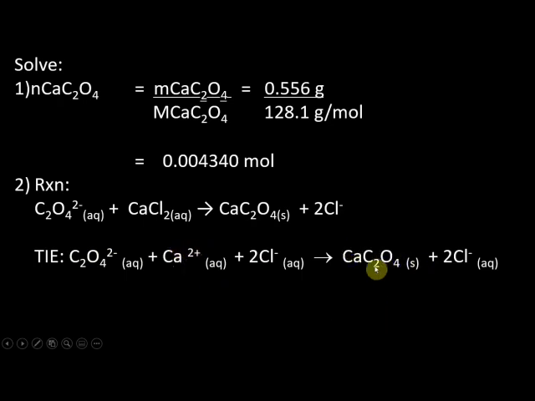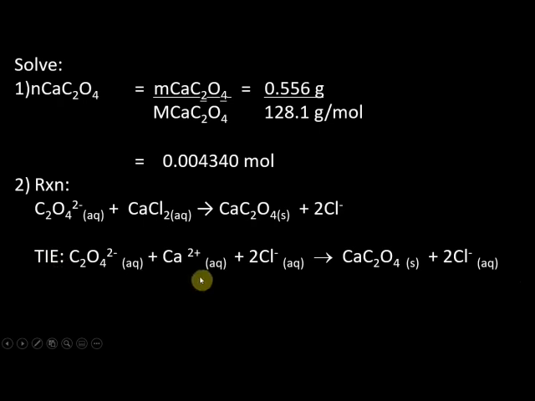The oxalate ions and the calcium ions are going to form this precipitate. Once this becomes a precipitate, a solid, it's insoluble in solution, and so as a result it comes out and makes a little lump at the bottom of whatever color the stuff happens to be. The chloride ions, though, because they're still soluble, will stay in solution. This is what we call our total ionic equation. So TIE stands for total ionic equation.